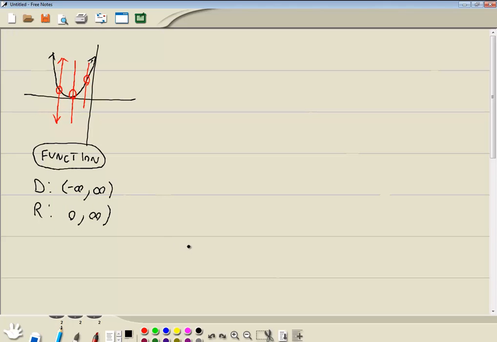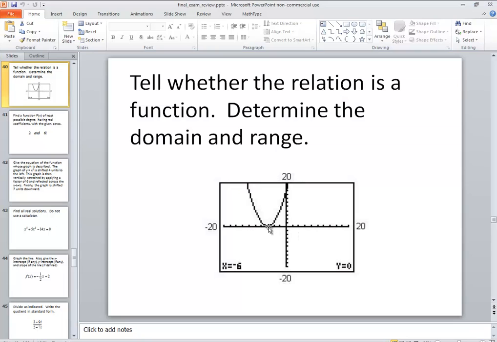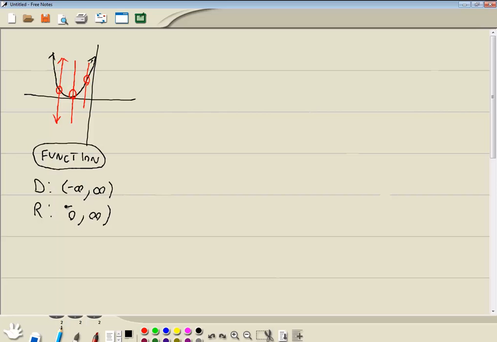Now infinities always have parentheses on them. And the only time you don't put a bracket is when you've got an open dot, an open circle. And I don't see anything like that here. So this will be a bracket to mean include 0. And that would be our domain and our range.